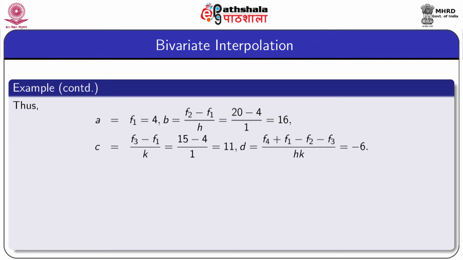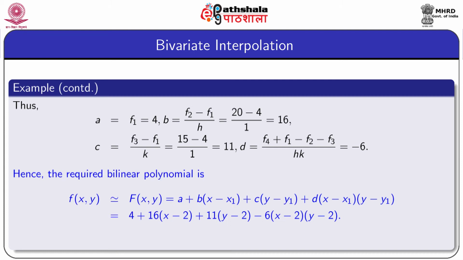So, using these values, we obtain the value of a equal to f1 equal to 4, the value of b equal to (f2 minus f1) by h, which is equal to 16, c equal to (f3 minus f1) by k, which is equal to 11, and d equal to (f4 plus f1 minus f2 minus f3) whole divided by hk, and this is equal to minus 6. That means, we obtain all the values of the unknown a, b, c, d.